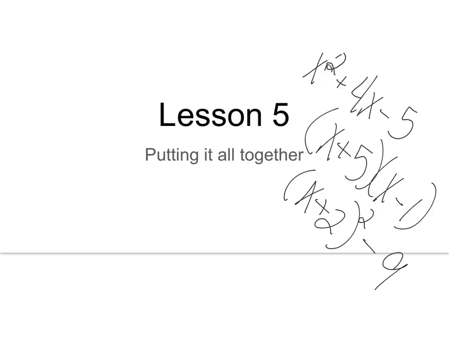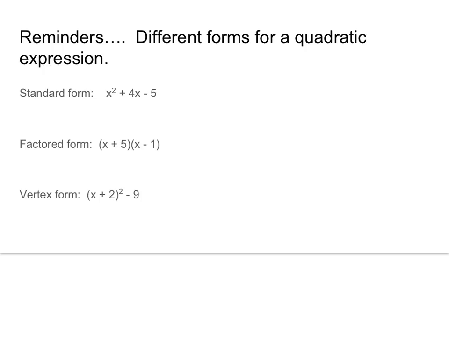Okay, these are all equivalent polynomials, okay? And here we go. We've got standard form, factored form, and vertex form. And these are equivalent to each other. Okay, you could multiply this out and you would see this. You could multiply this out and you would see this.